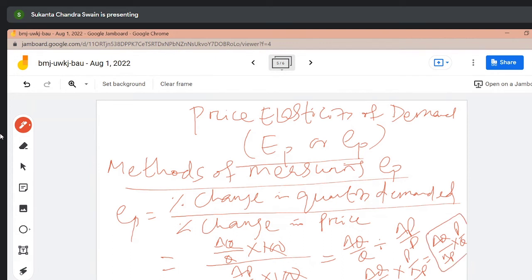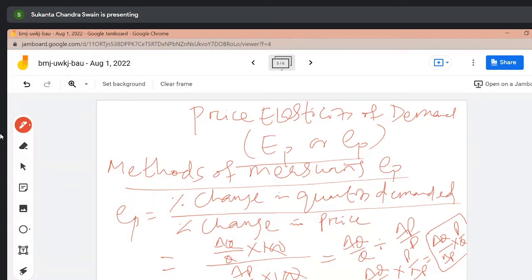The formula for measuring price elasticity of demand as per the percentage method is del Q by del P into P by Q. Del Q means change in quantity demanded, del P is change in price, P is original price and Q is original quantity demanded. Is it clear? Yes.